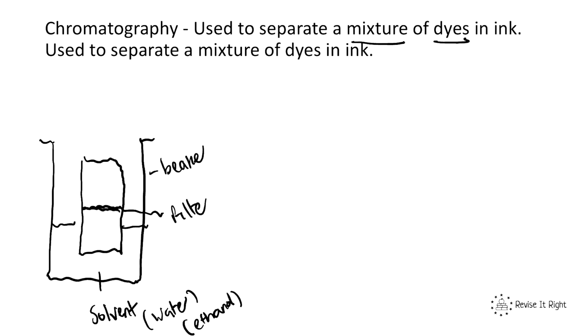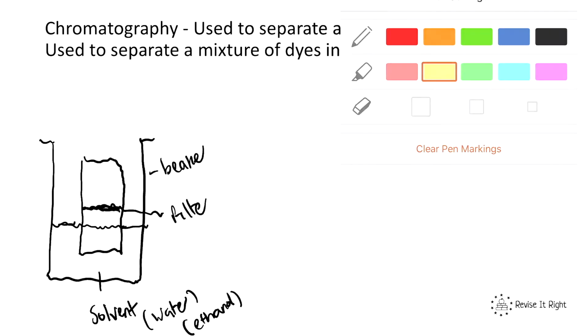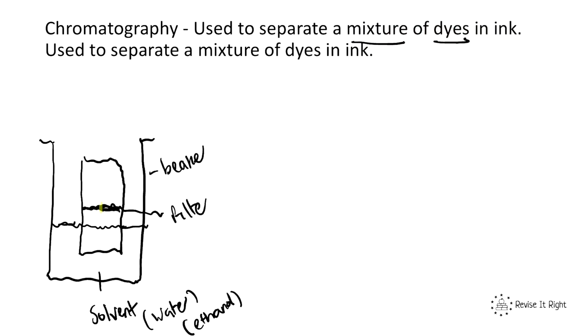Then the thing with this though, you do need to make sure that this line is not in the solvent. So can you see here, the solvent is here, and I've done it above the solvent. So do make sure that the line that you draw is not in the solvent. Then what you want to do is add a spot of ink. So I'm going to do some yellow ink onto your line. So add a spot of ink onto your line.